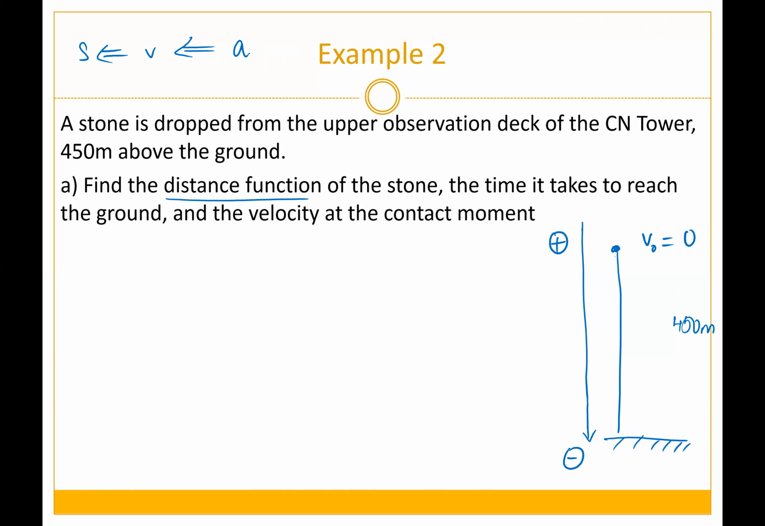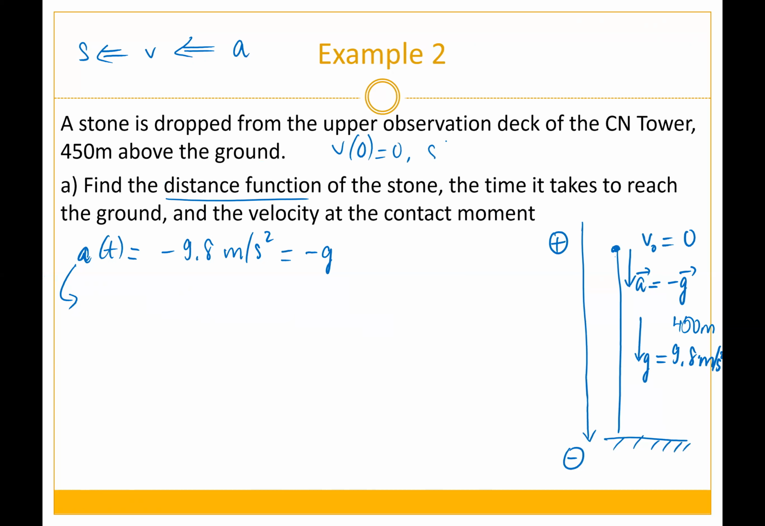This is subtly indicated, but always when you drop something from above the ground, it's going to be subject to gravitational acceleration. Then a here is going to be negative g. g is always going downward and has the value of 9.8 meters per second squared. So therefore, for the first question, you have a of t is negative 9.8 meters per second squared, and this is negative g. Then you have v of 0 is 0, and s of 0 is 450 meters above the ground.